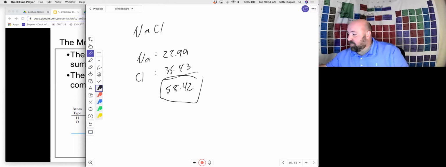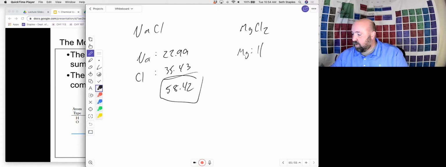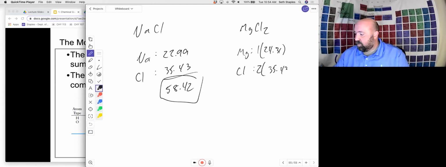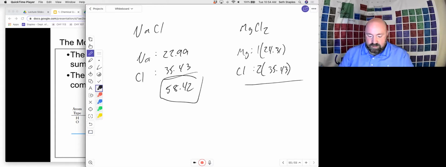Make sure that you multiply by however many of each atom you have. And so if I have MgCl2, then Mg, I only have one of. The molar mass of magnesium, 24.31. Cl, I have 2 now, times my 35.43. And so 2 times 35.43, 70.86.